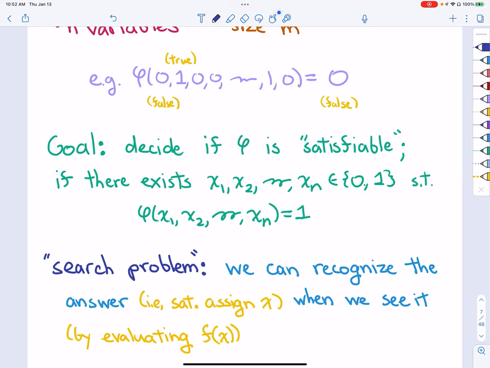But this is a very interesting feature that we can at least recognize and give a compact, easy to verify proof when the answer to the question is yes. We don't have a compact proof if the answer is no. It's very hard for me to explain to you that no combination would work. But if I'm just trying to convince you that one combination works, then I just have to give you the combination. So any problem like this is called a search problem. At a high level, that's very similar to the over-under game.